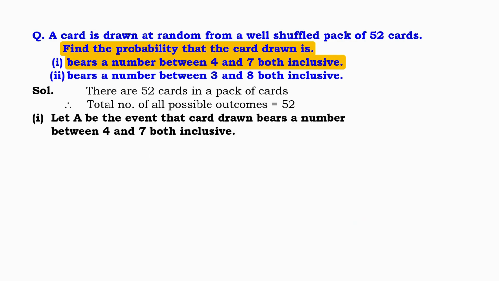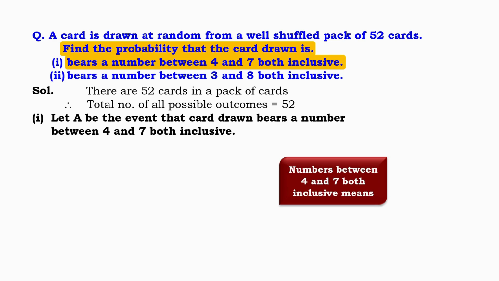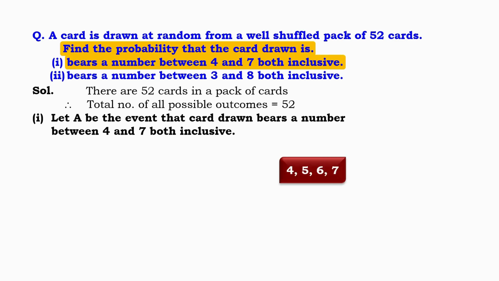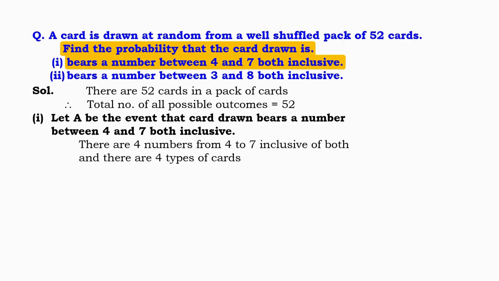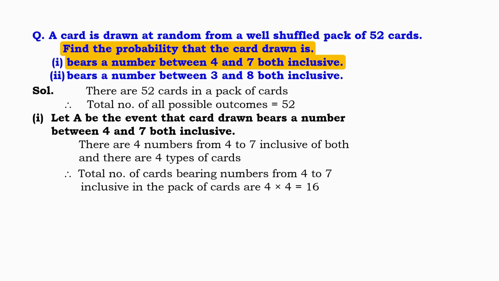So let A be the event that the card drawn bears a number between 4 and 7, both inclusive. So numbers between 4 and 7, both inclusive, means 4, 5, 6 and 7. Now take a look at the card arrangement. There are four types of cards, and in each type we have 4, 5, 6 and 7. There are four numbers from 4 to 7 inclusive of both, and there are four types of cards, as I already explained.